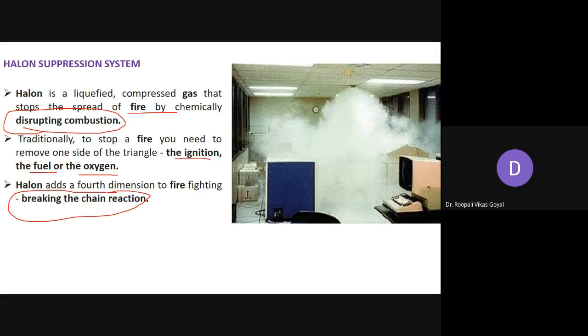So here in the halon suppression system, if you are spraying this halon, that will suppress the chain reaction. So chain reaction टूटेगा तो fire will be automatically extinguished. Okay, so that is halon suppression system. Next is water spray system.